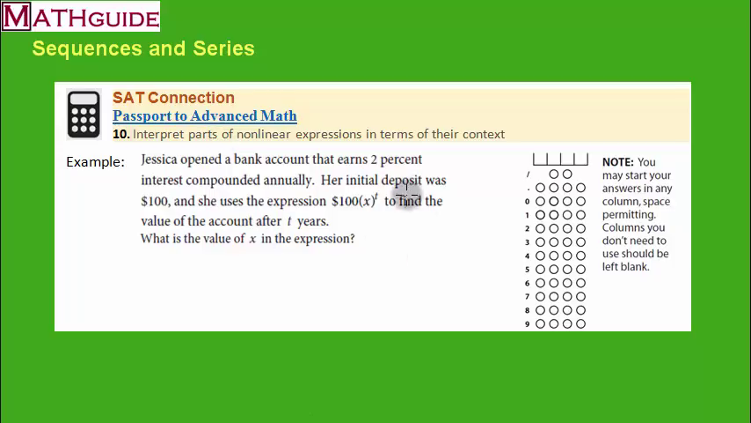Well, the only number for x that makes sense, because you can see that we have already used time, right? We've got t for time. We've got $100 as the initial deposit. What we have not yet accounted for was the 2%. So if you know anything about percents, you know that 2% stands for 0.02.